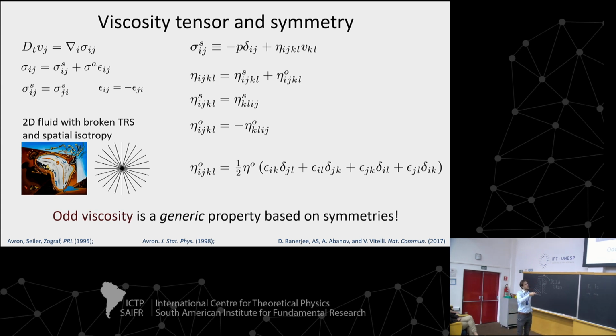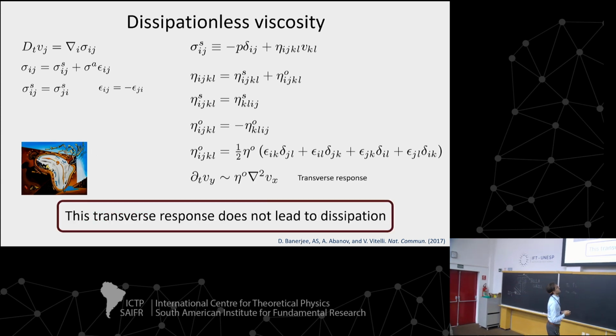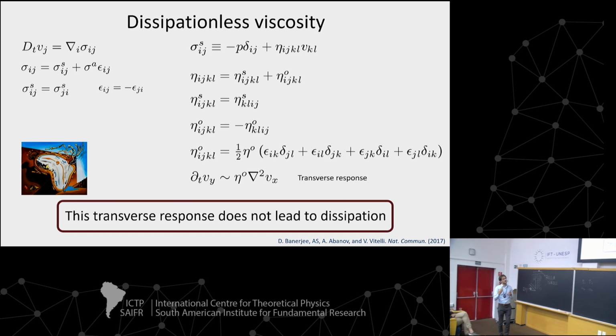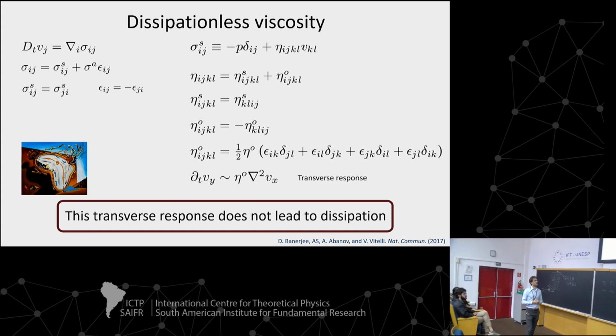So now there's this single coefficient, right? That makes it a little bit easier to think about. That enters the viscosity tensor, but is odd in some way, and this is consistent with our symmetry-based arguments. So what does this coefficient do? Well, one thing that I've already spoiled is the fact that this odd viscosity doesn't lead to any energy dissipation.